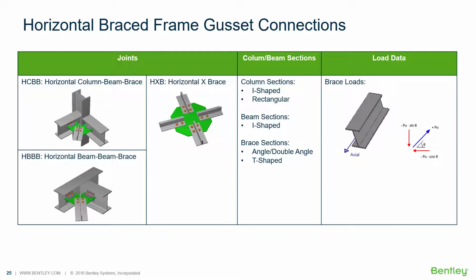In this series of videos, we will be focusing our attention on the steel connection design workflow for designing gusset connections for a variety of different horizontal bracing situations, including horizontal column beam brace joints, horizontal beam brace joints, and horizontal X brace joints. Now, when creating your joint data for each of these types of joints, it will be important that you specify the appropriate beam, column, and brace sections along with your loading data.